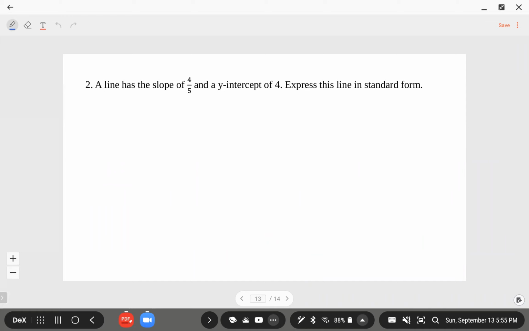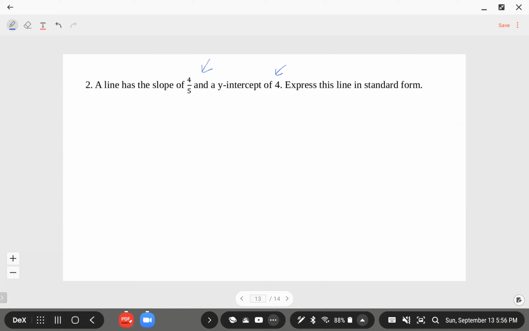Okay. Last problem. A line has a slope of 4/5 and y-intercept of 4. Please express this line in standard form, okay? We have a slope, we have a y-intercept. Now what is this? This is slope-intercept form, right? This is slope-intercept form. Why is this pen malfunctioning so bad? Okay, there we go.